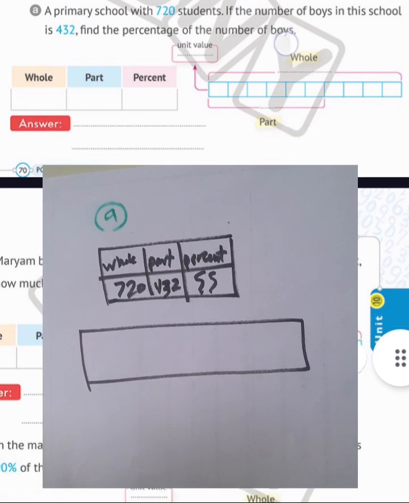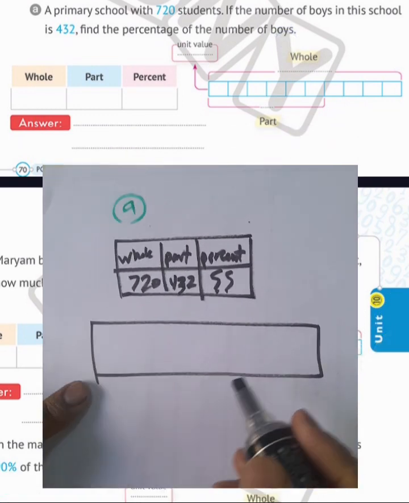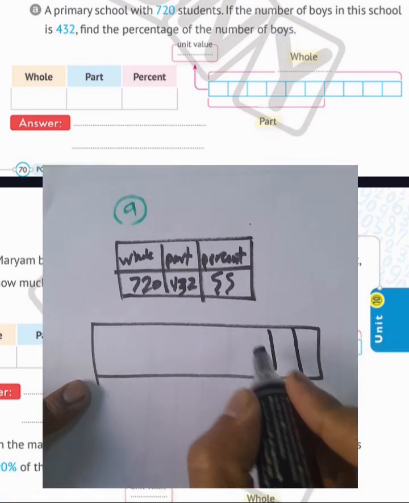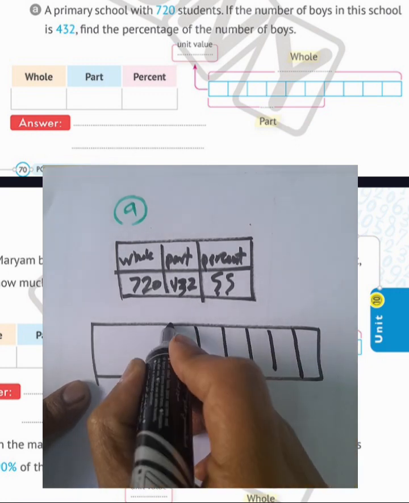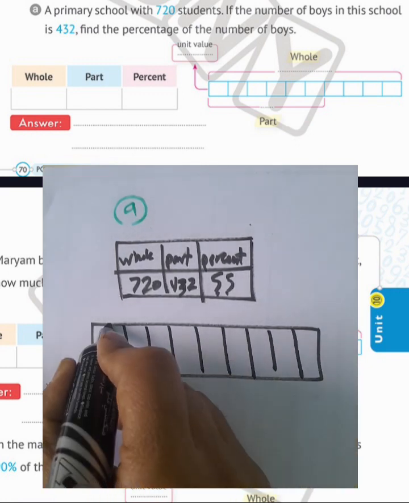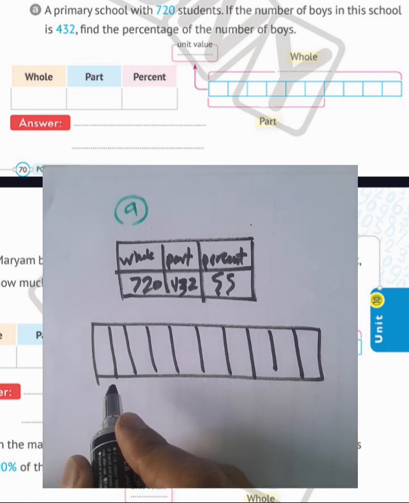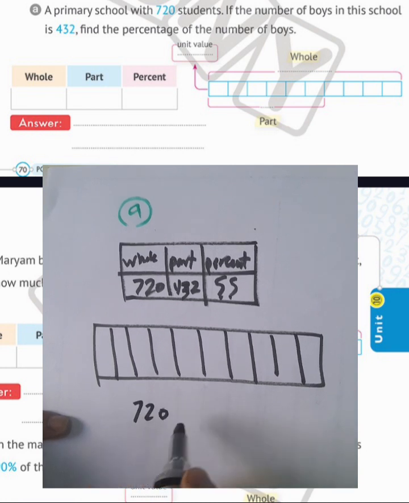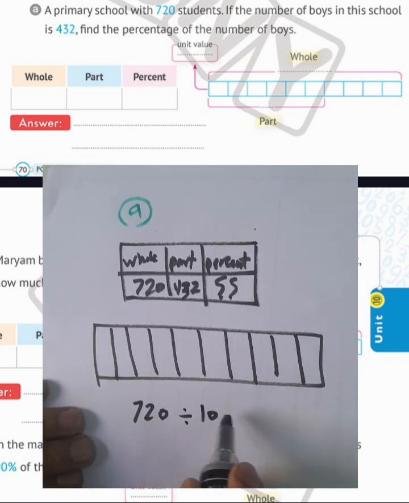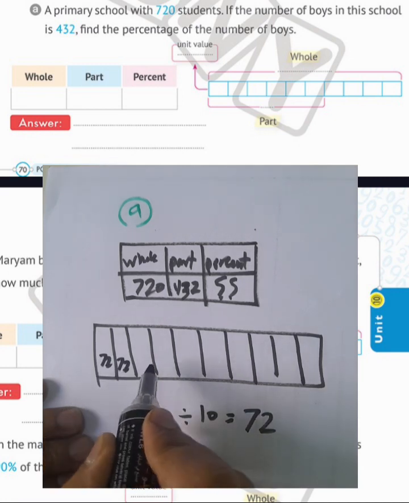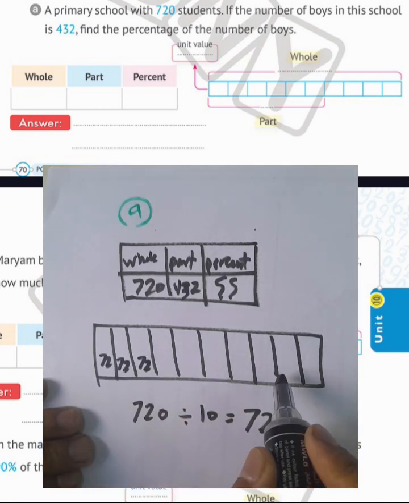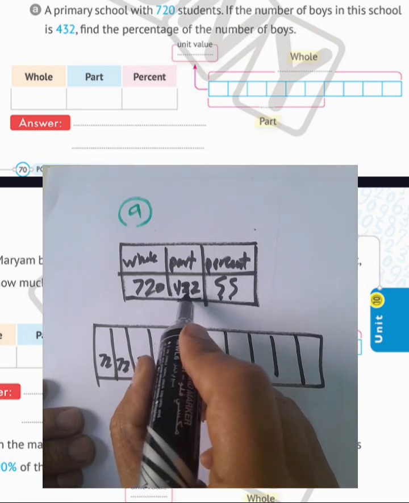Draw the model and divide it into 10. 1, 2, 3, 4, 5, 6, 7, 8, 9, 10. Okay, and then next step, he gives us what? The whole number was 720. We will divide it by 10. Then the value will be what? 72. Then we must write here 72. In each one, 72.